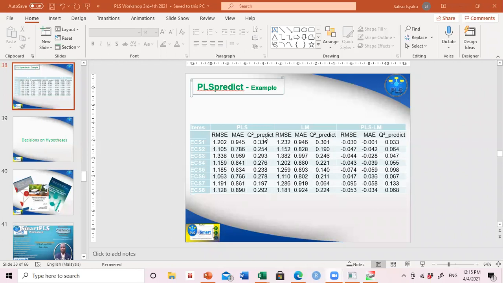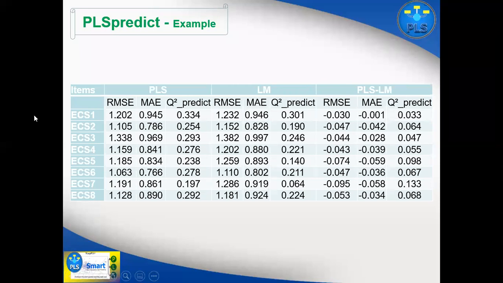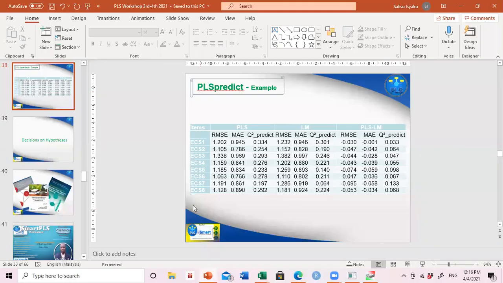Okay, so what I'm saying is, this is a paper I sent for publication. If you look at it, you will understand that all of them achieved it. I have 8 items. For all the 8 items, the PLS is less than the LM. So in that case, I concluded that my model has high predictive power. Okay, I think that's all I said that you did not see.